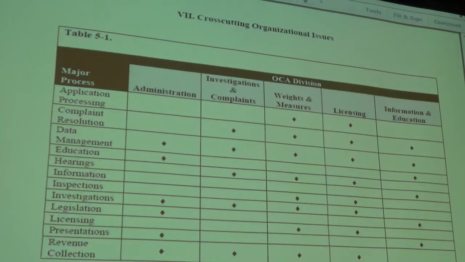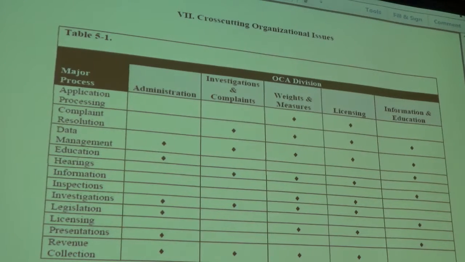Weights and measures and licensing, they're affected by most of the processes, but you can't just focus on them because, again, the application process affects two divisions. If you look at the complaint resolution, that affects four divisions. So focusing just on weights and measures without focusing on the other two, you're going to create issues across the organization. Now, if you look at data management, you just can't focus on one division. You have to focus on all of the divisions because if you're going to change data management in one division, that's going to have impacts across the entire organization.